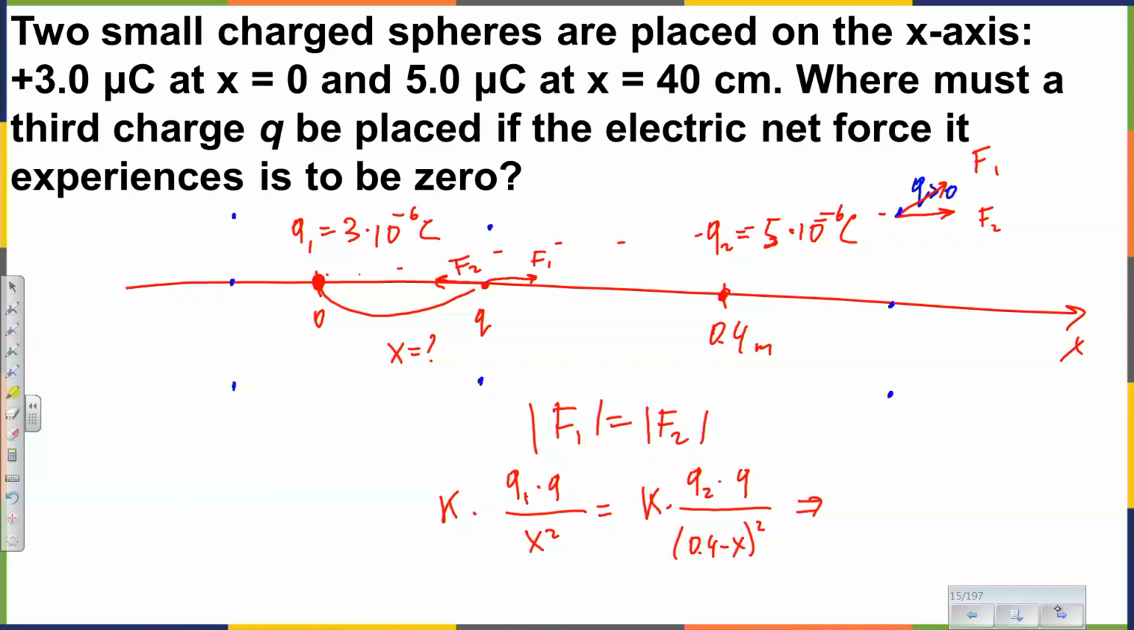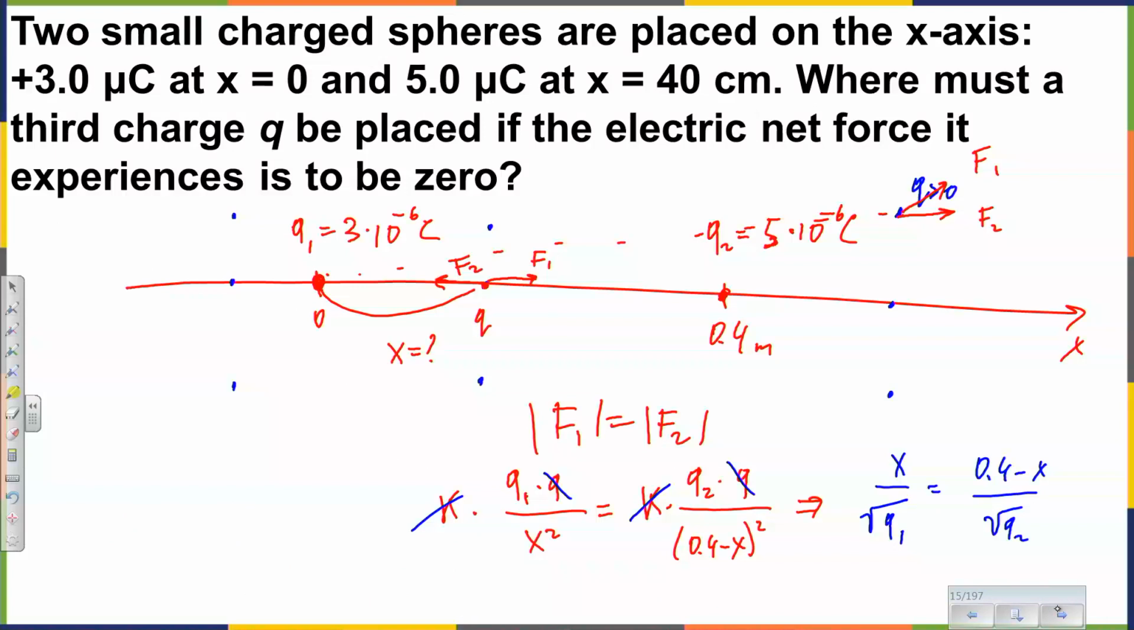So first, let's see what we can cancel. K and K, Q and Q. Now what we can do, we can flip the whole expression to bring the unknown into the numerator, and we can take a square root of both sides to get rid of a square. So what's left is x over square root of the first charge should be equal to 0.4 minus x over square root of the second charge. Do I have the answer? No, I don't.